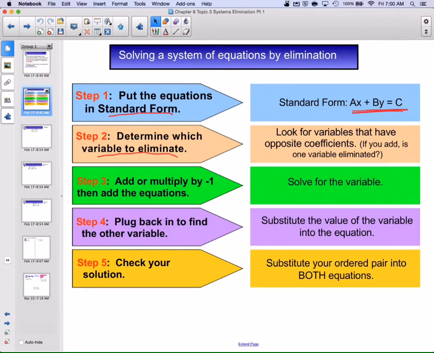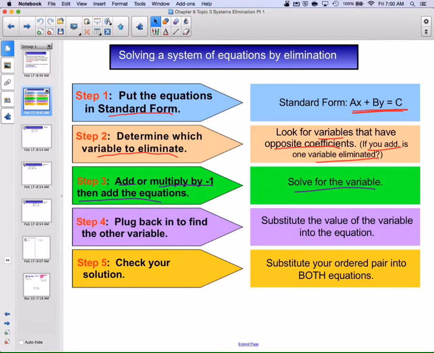Determine which variable to eliminate. All right, so you're going to look for variables that have opposite coefficients. So if you see a negative 2x on the top equation and a positive 2x on the bottom equation, that would be the one you want to go with. So if you add, which variables would zero out, essentially? Depending on the situation, you're going to add or multiply by -1 and then add the equations. So essentially, you're going to be adding or, in essence, subtracting to get rid of one of those variables.